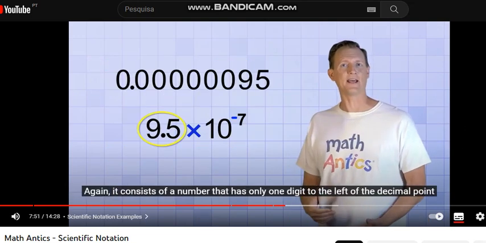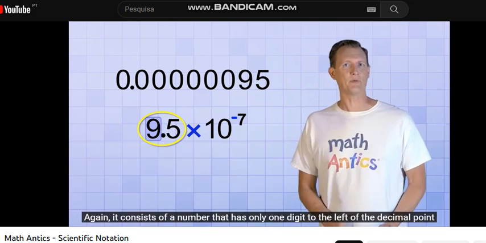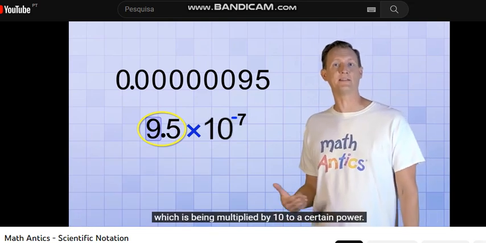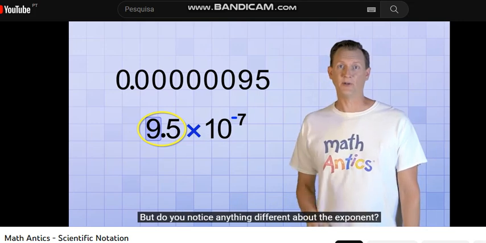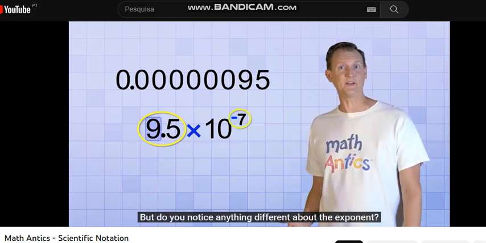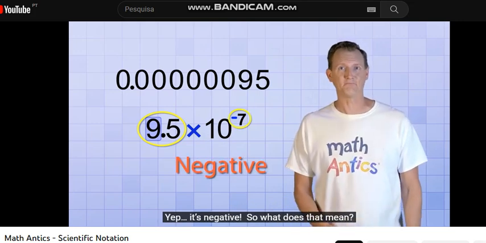consists of a number that has only one digit to the left of the decimal point, which is being multiplied by 10 to a certain power. But do you notice anything different about the exponent? Yep, it's negative. So what does that mean?